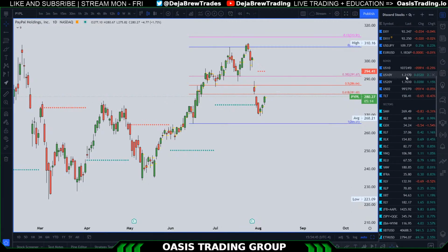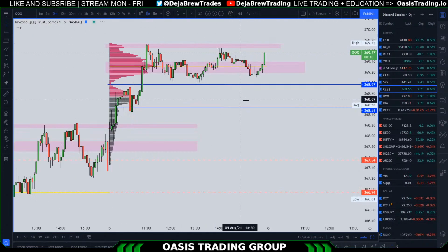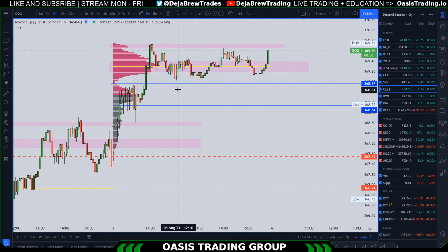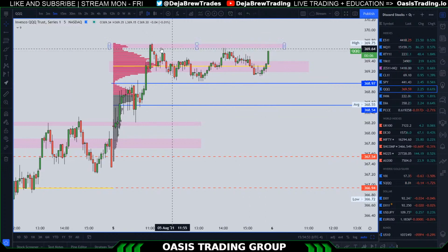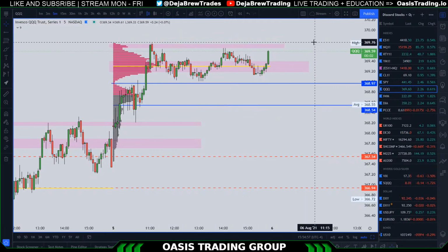Mara's starting to break out. Qs and SPY are ripping right now. Could send everything. So watch this node. This node came in very fast earlier today on Qs. If it breaks this node, it should be extremely bullish.